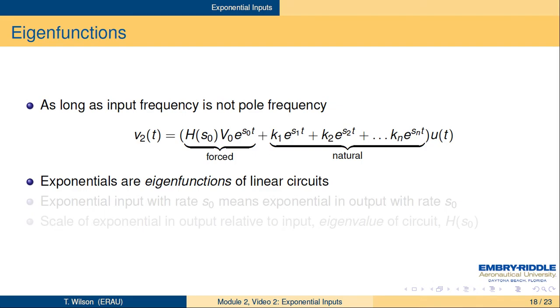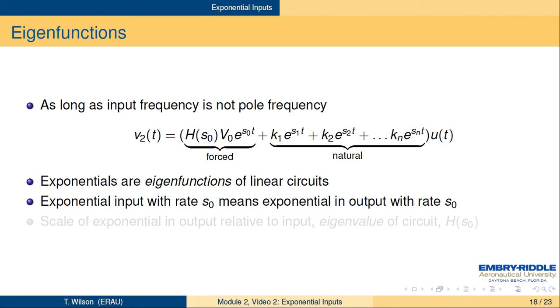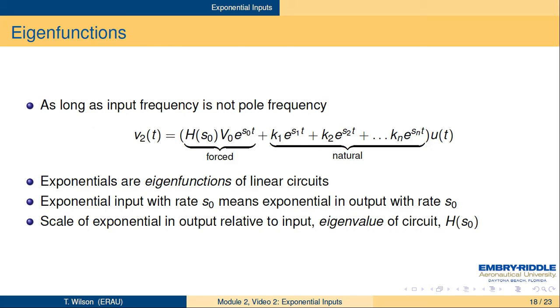We say that the exponentials are eigenfunctions of linear circuits. That's a $10 word. It means they repeat themselves in the output. You may have seen it in linear algebra where you have eigenvectors. You have a vector pointing in one direction as your input, and you have a vector in the same direction or flipped, possibly, in the output. That means you have exponentials with the rate s naught in the input. You get an exponential in the output with the same rate, and that scale factor H of s naught is what's called the eigenvalue for the circuit, just like you had eigenvalues in linear algebra.